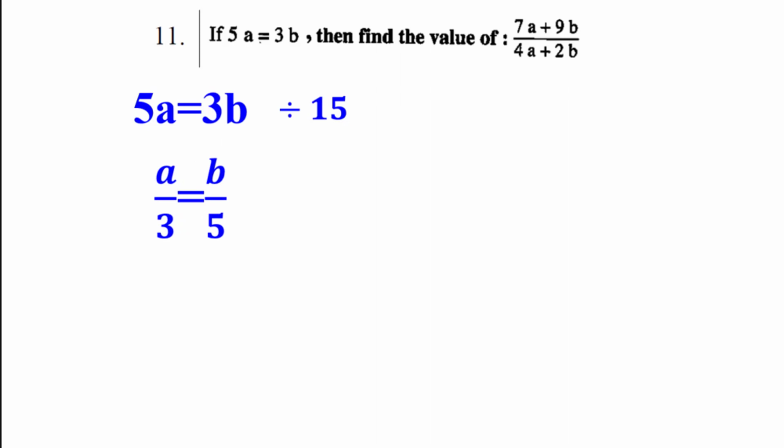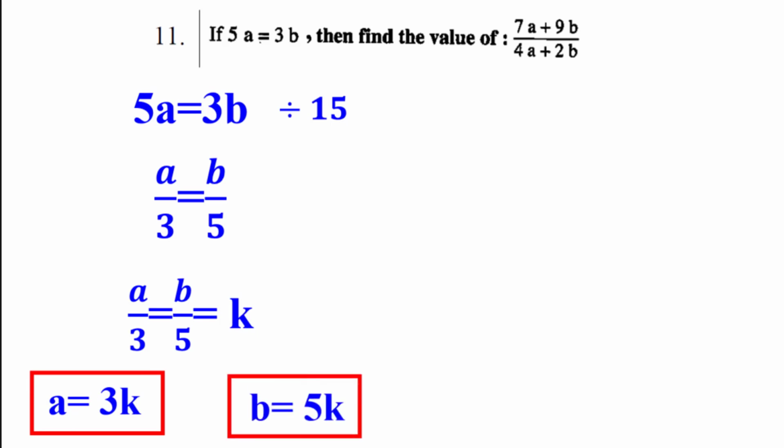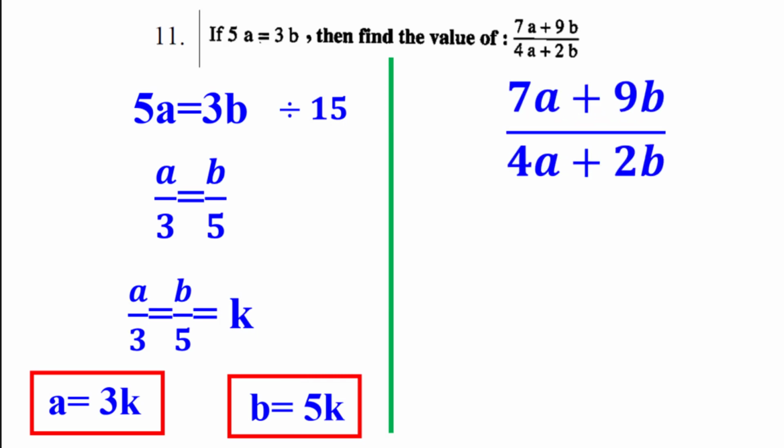It's easy. We can suppose that the two ratios, a over 3 equals b over 5, equal a constant which is k. Now we can deduce by using cross products, a equals 3k and b equals 5k. And this k is a constant, not equal to 0. Now substitute in the expression 7a plus 9b over 4a plus 2b. 7a means 7 times 3k equals 21k. 9b means 9 times the value of b, which is 5k. Now 9 times 5 equals what? Equals 45. Now we have 21k plus 45k.